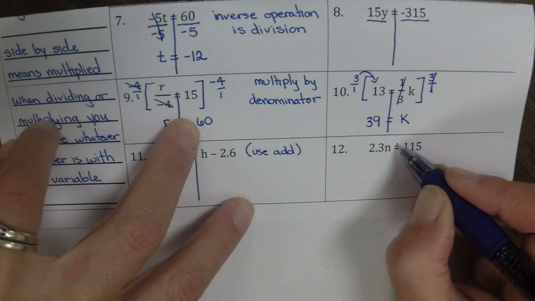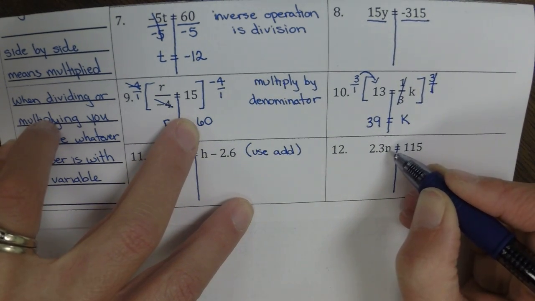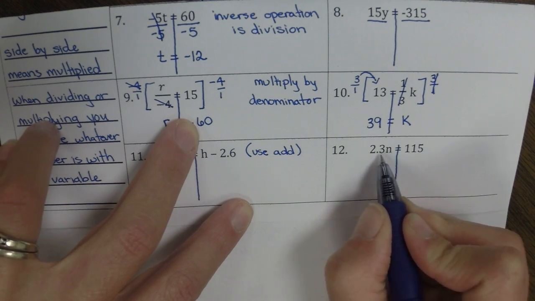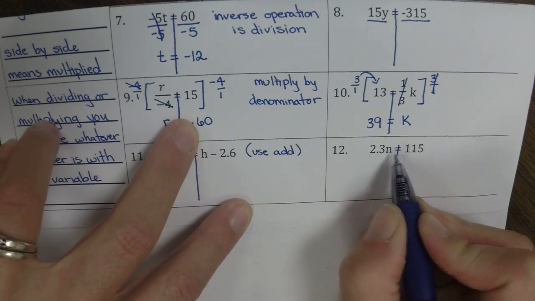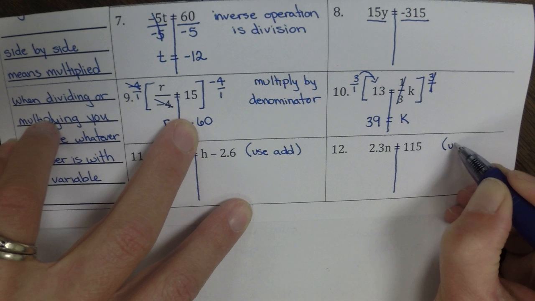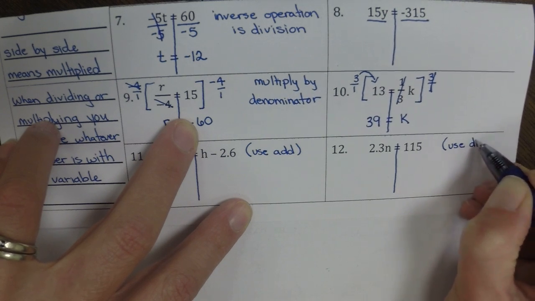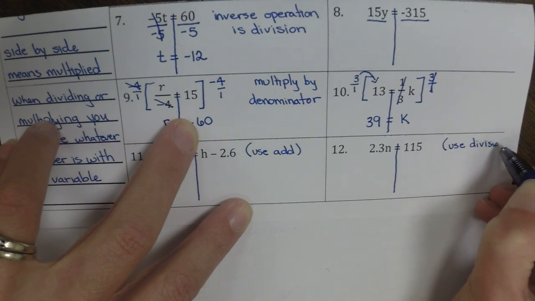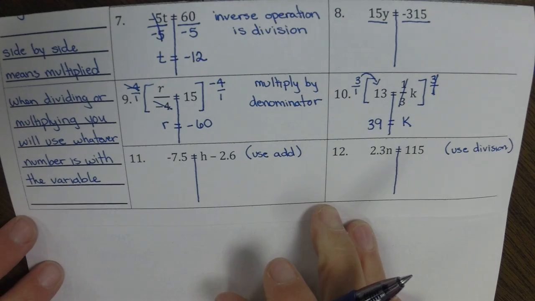On this side, remember we would draw the line. Here's our variable. 2.3 side by side means multiplied, so on this one you should use division to solve. And see if you guys can do those, okay?